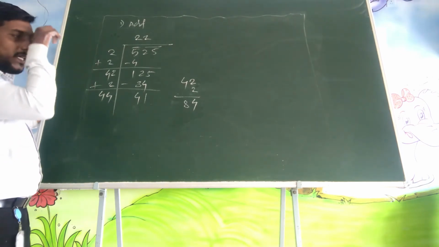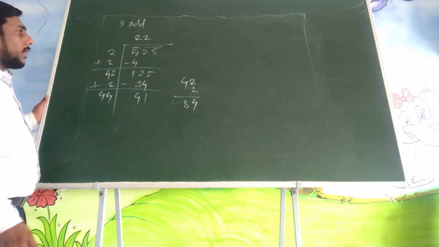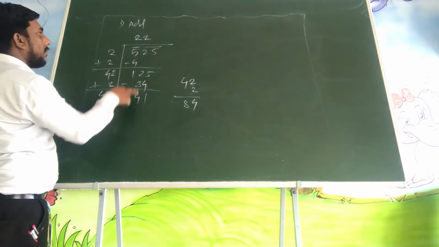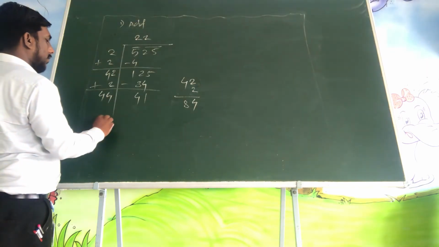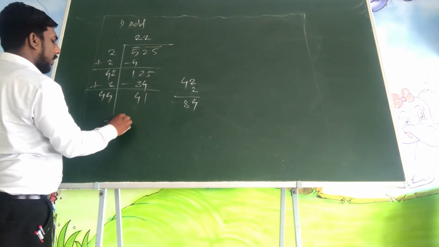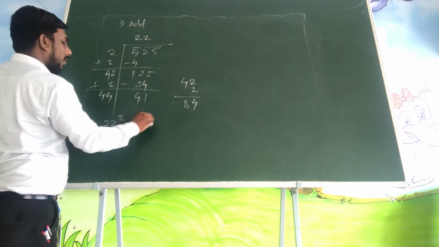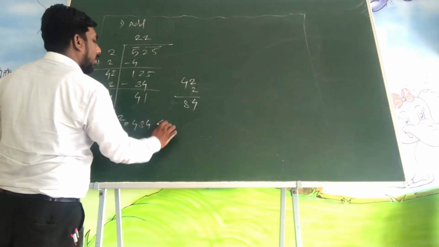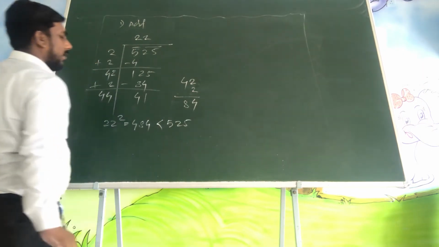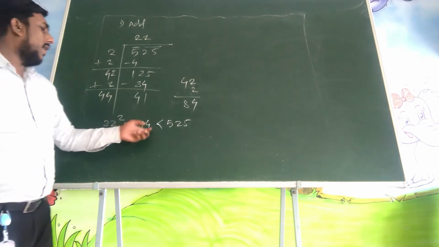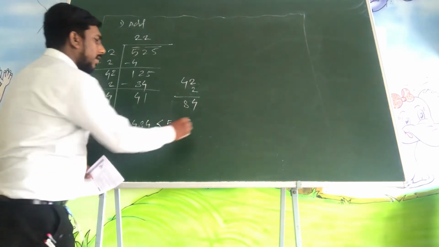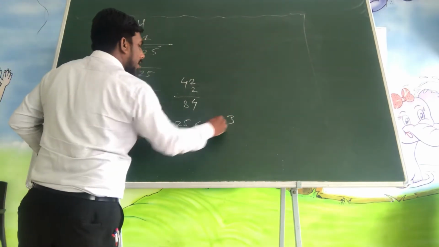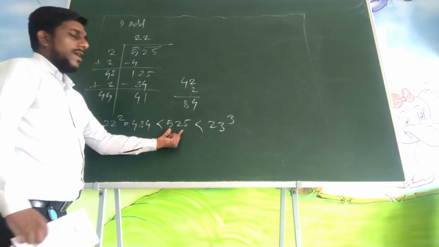Here some different method is there. For addition we can check. So we can subtract this number. So 22 square is equal to 484, which is smaller than the number 525. This number is smaller than this. After 22, which number is there? 23. So what is the number given?